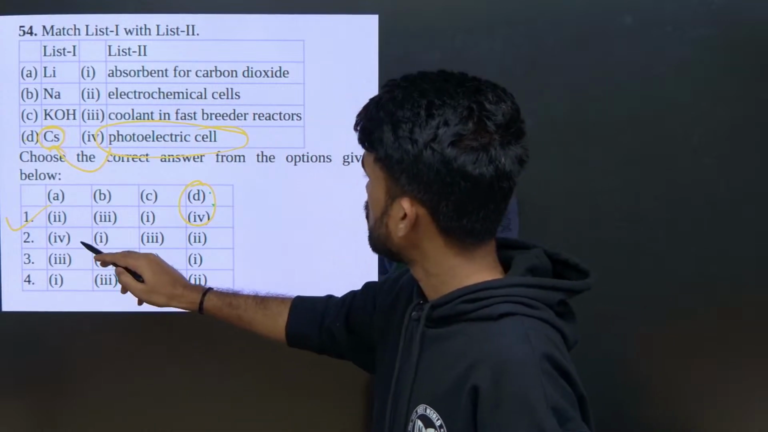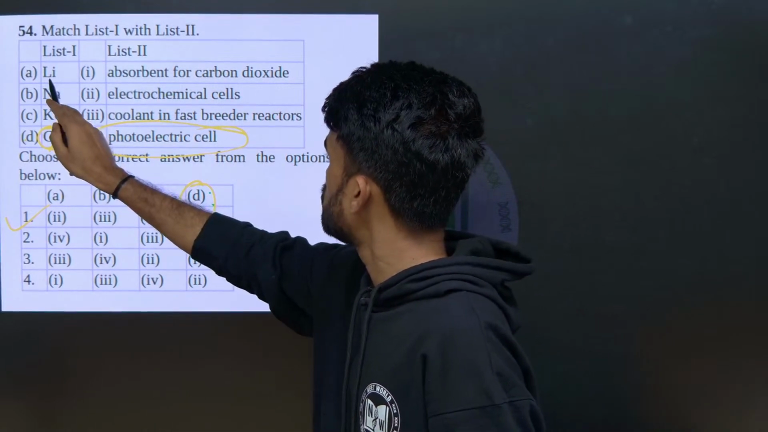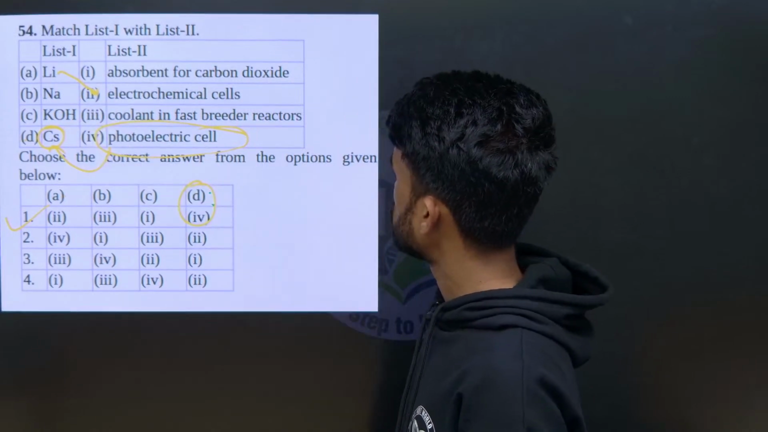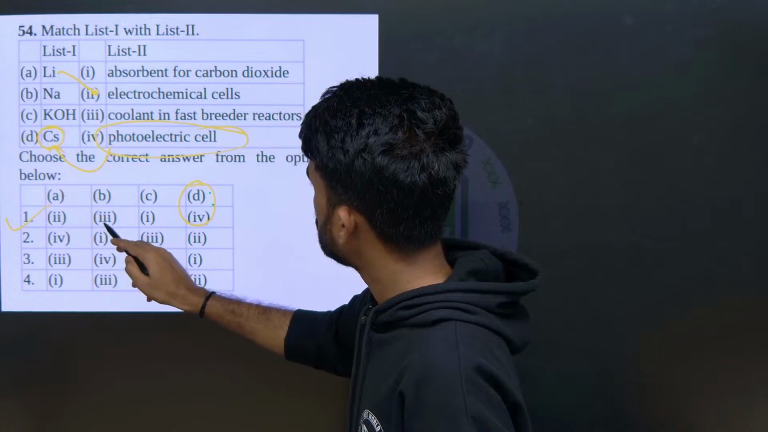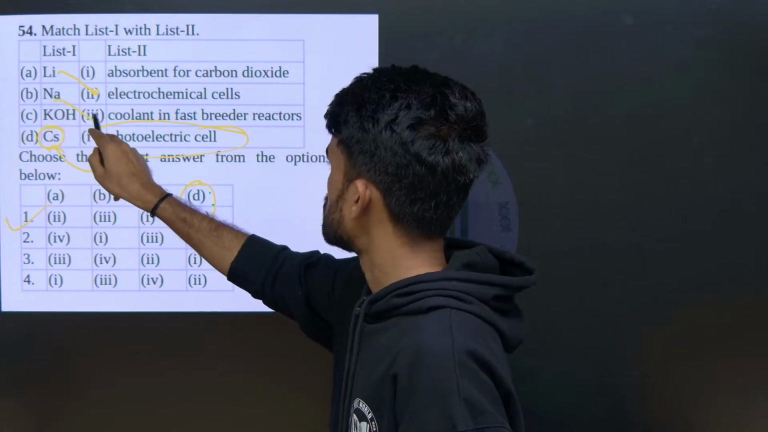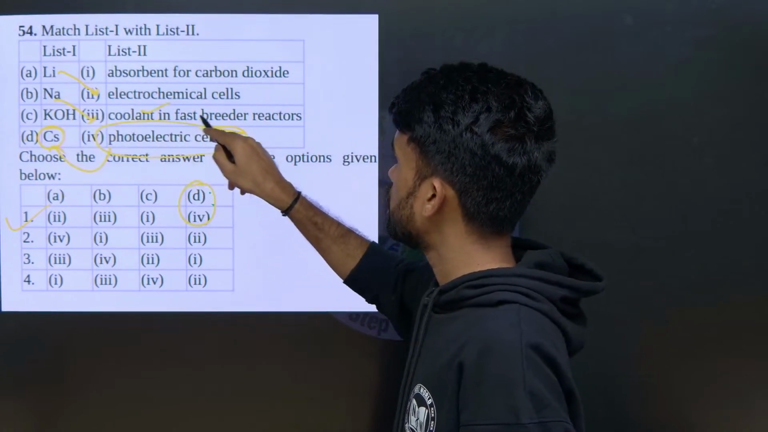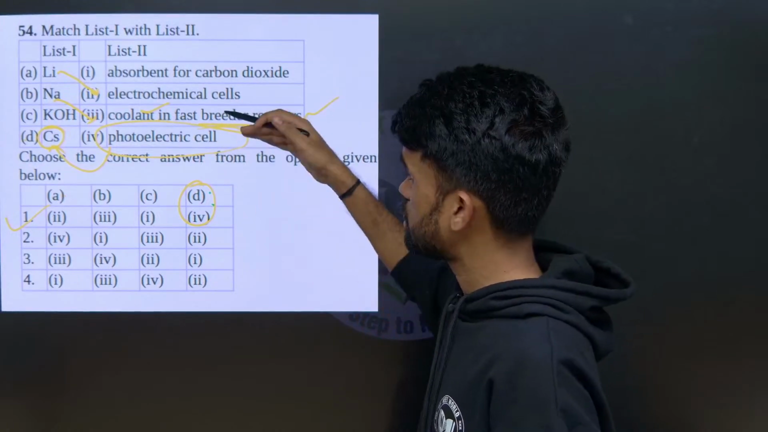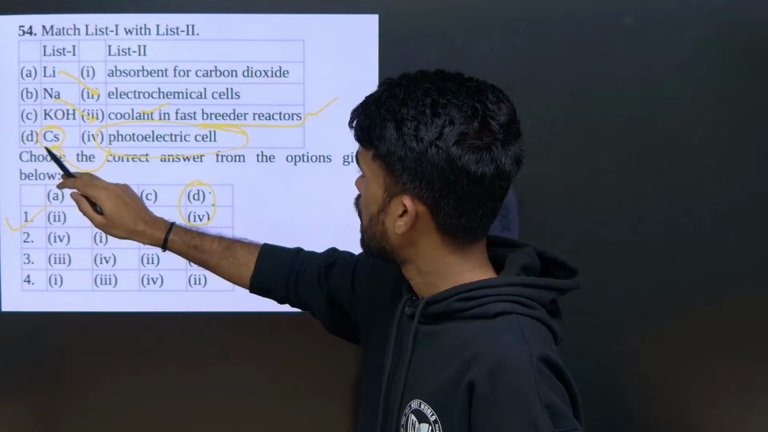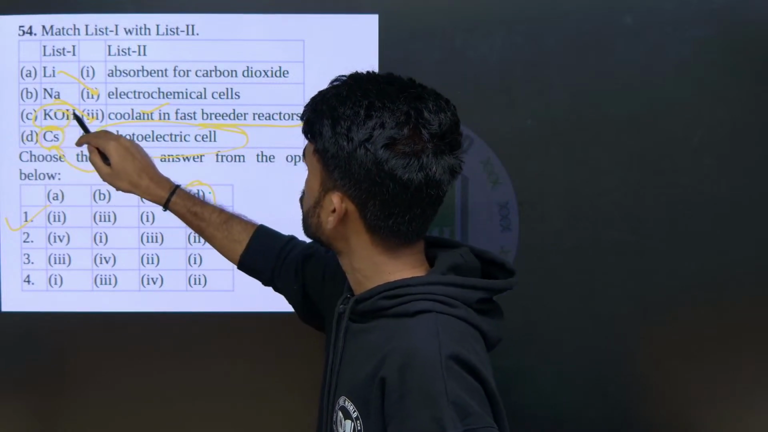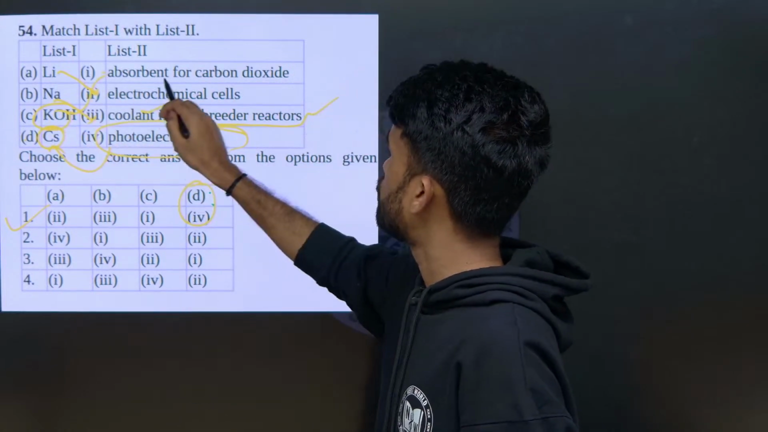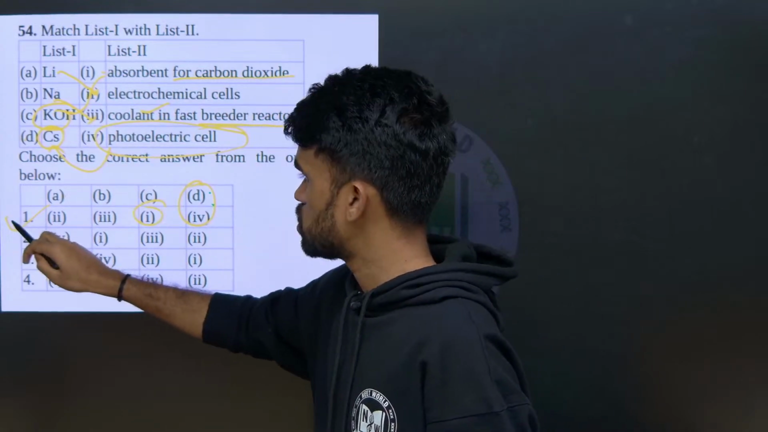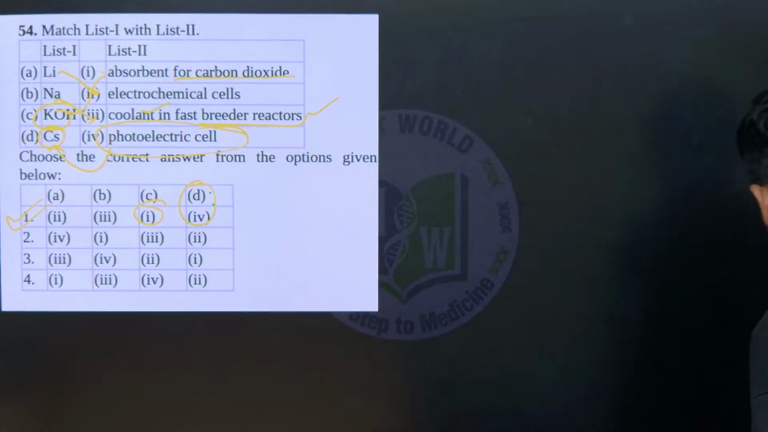And A2 means electrochemical series, electrochemical cells. Next, B3: yes, sodium is used as a coolant in fast breeder reactors, in nuclear reactors. We are studying about reactors now. Then KOH is used as an absorbent for carbon dioxide, so C1. So option 1 will be the most correct answer for this question.